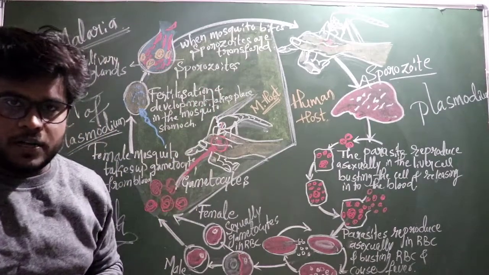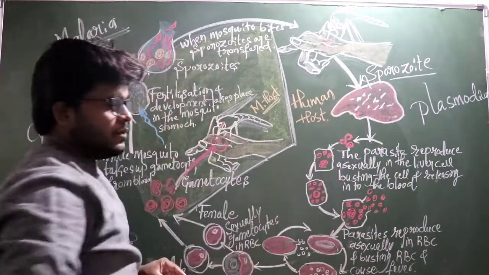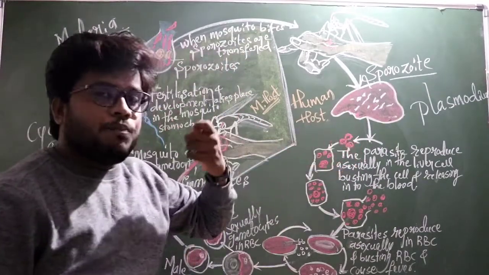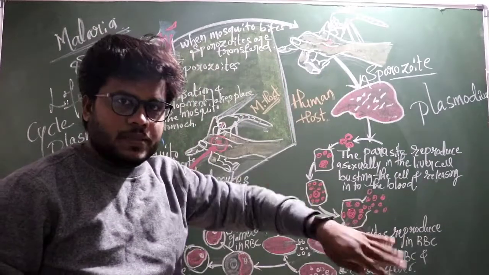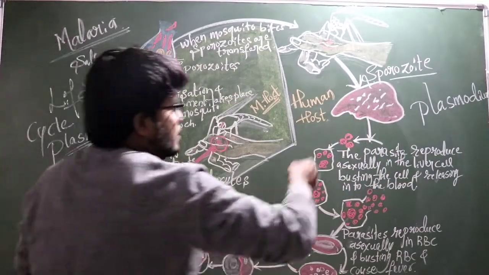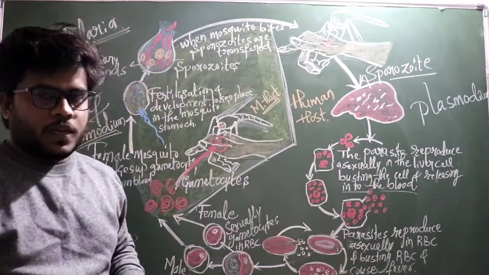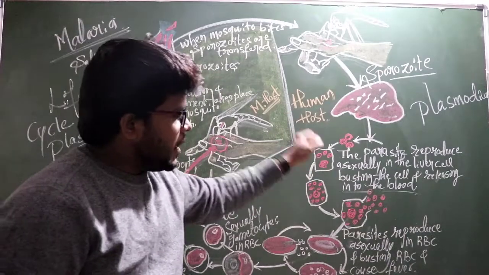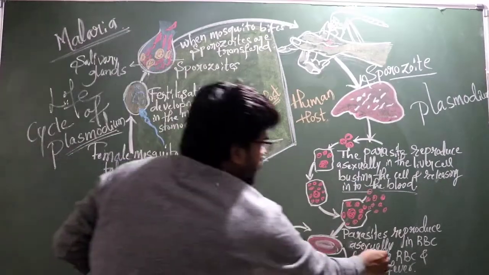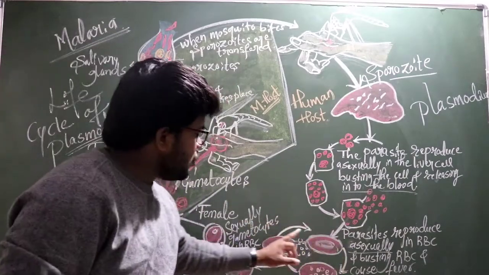Then it enters the blood. Through the blood it enters the liver. Inside the liver, this parasite, that is Plasmodium, reproduces by asexual reproduction in the liver cell. As a result the liver cell bursts. Then the parasite enters the blood. Understood? Then the parasite in the red blood cells, RBCs, again reproduces by asexual reproduction, which results in the bursting of the red blood cells.